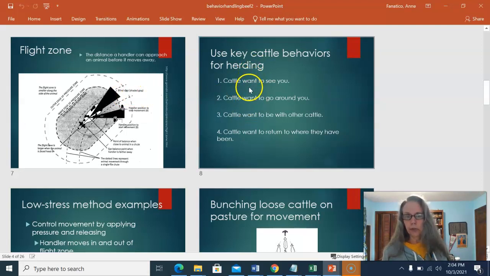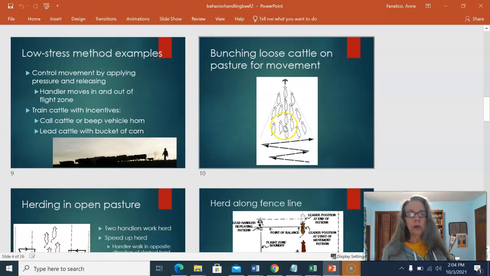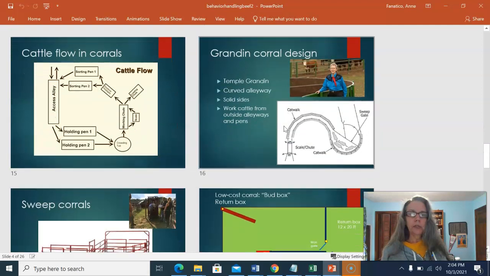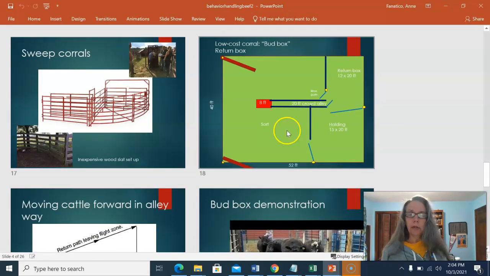Animals want to be able to see you. Don't stand in their blind spot. They want to be with other cattle, and they also want to return from where they have been. So that helped us understand the bud box concept, which we actually used to use at the SD farm.